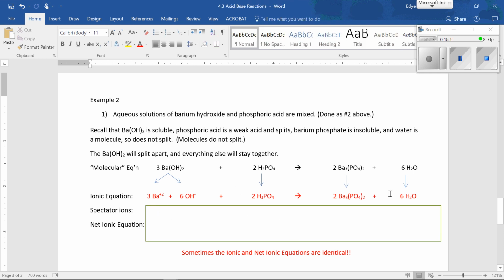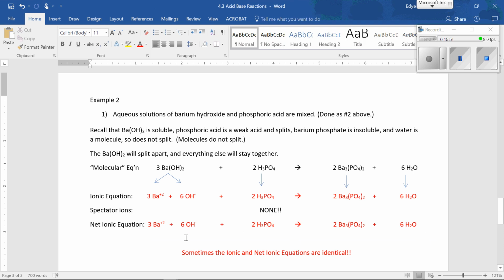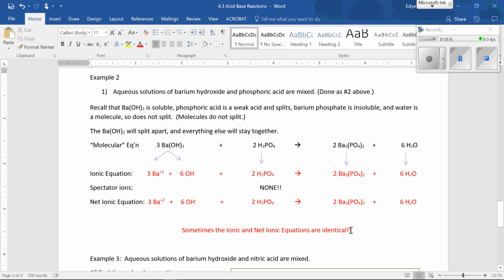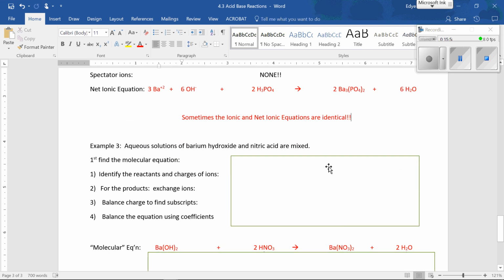There is nothing repeating on the left side or on the right side, so our ionic and net ionic equations are the same. That happens. That's why I left this on your handout. Okay, last example. This is a whole new problem.